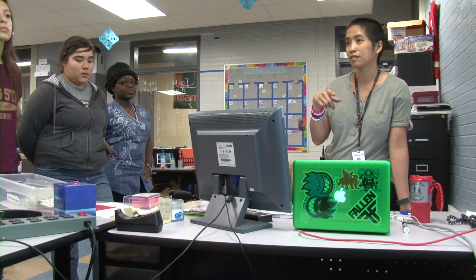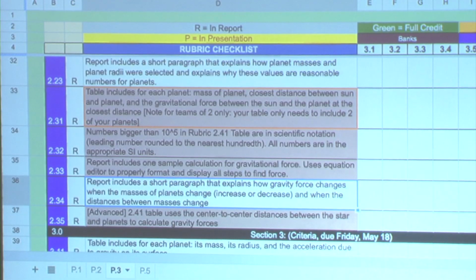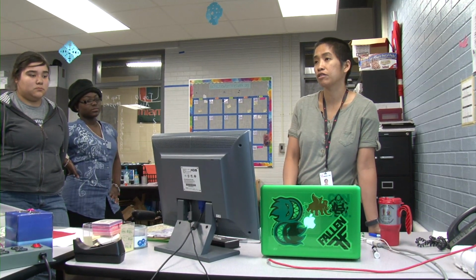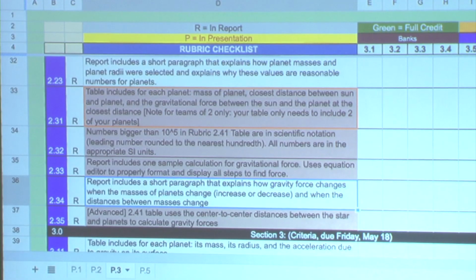Wait, for that one, for 2.34, can you just show our work, like just show the example? You can do it by example, or you can just explain it from the equation. You're just explaining how mass and distance impact the size of the gravitational force. So there's more than one way to explain that.